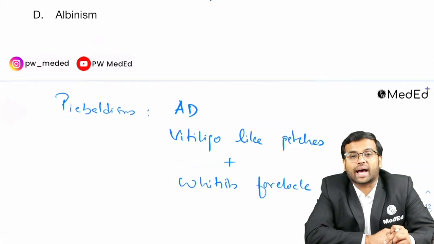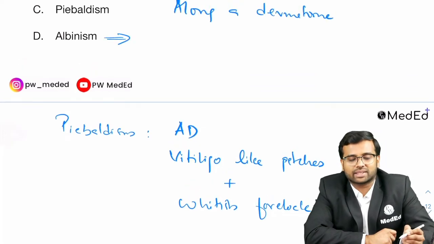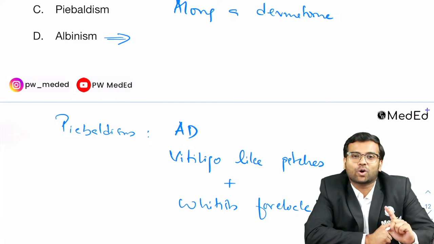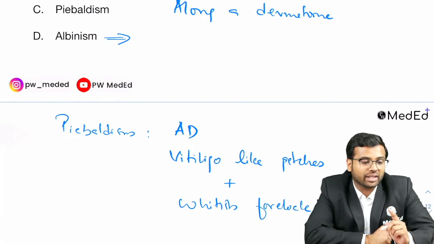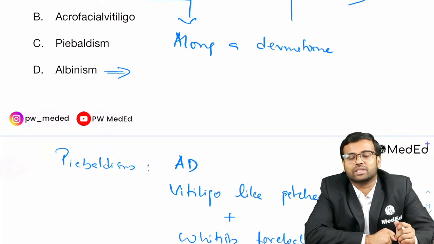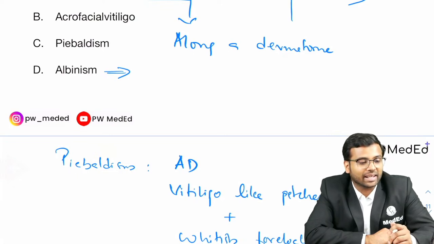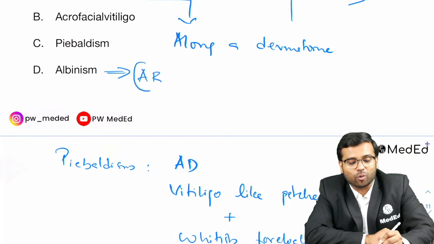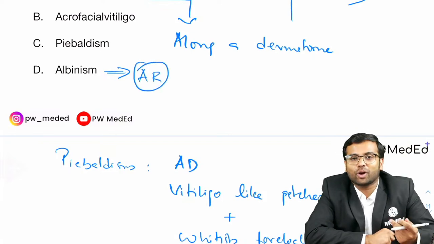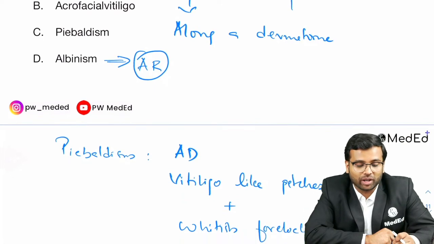And the last one is albinism. How about the inheritance pattern of albinism? Now that we said that piebaldism is autosomal dominant, can you tell me the inheritance pattern in albinism? Like oculocutaneous albinism, ocular albinism, all these things. Yes, this inheritance pattern is going to be autosomal recessive in nature, whereas piebaldism is going to be autosomal dominant.